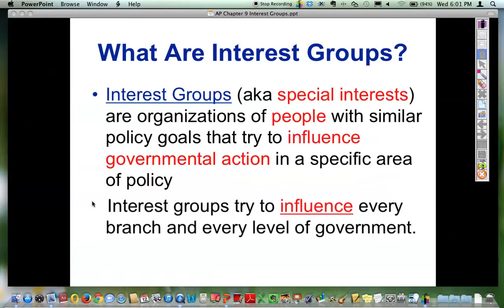The first point that I would like to go through is simply the definition of an interest group. If you remember, an interest group is also called a special interest, and it's just a group of people with similar policy goals, and they try to influence government action in an area of policy. Specifically, it can be an environmental interest group that wants to influence clean air, clean water. It can be a small business group that is trying to influence the government in healthcare. The bottom line is interest groups try to influence every branch and every level of government.